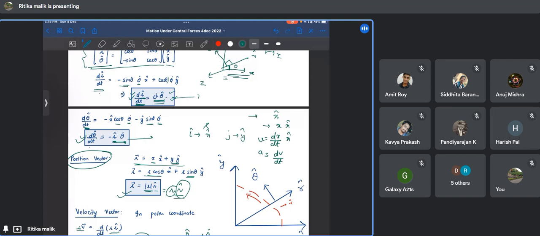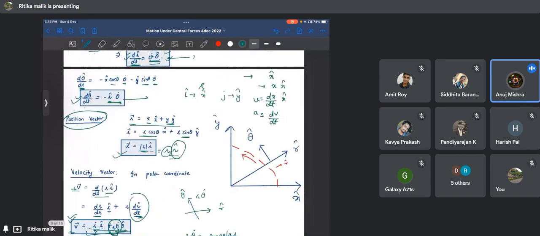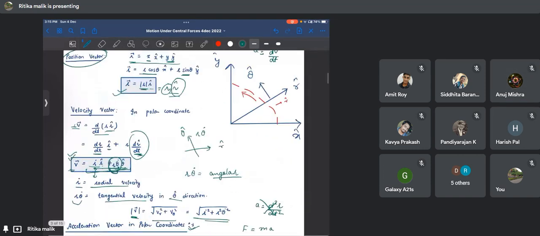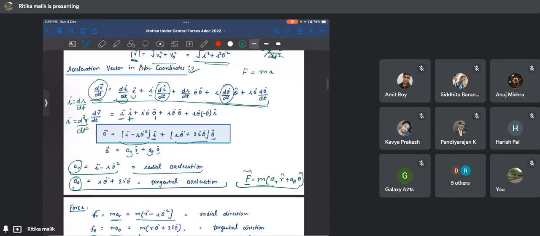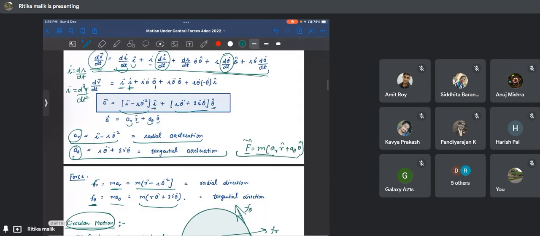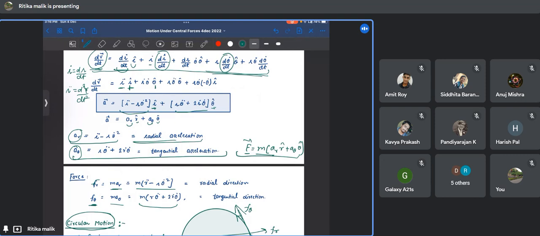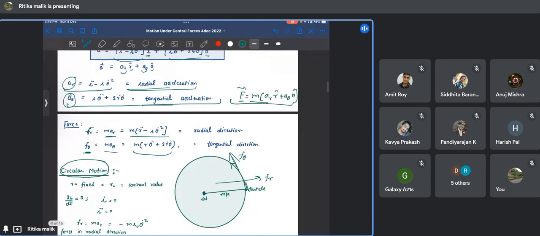Are you able to get this point? Yes, ma'am. Thank you. Okay. So this is your radial component of acceleration and this is your tangential component.